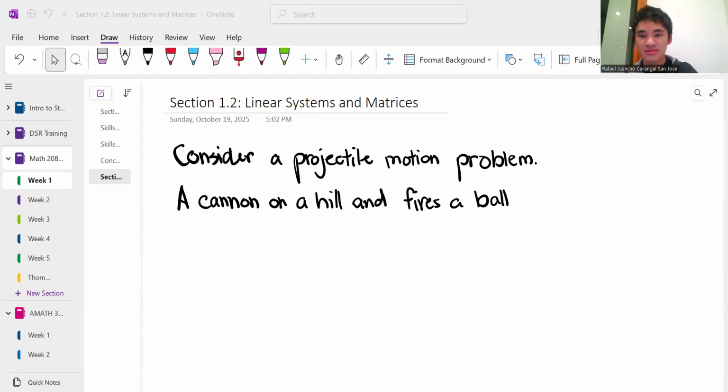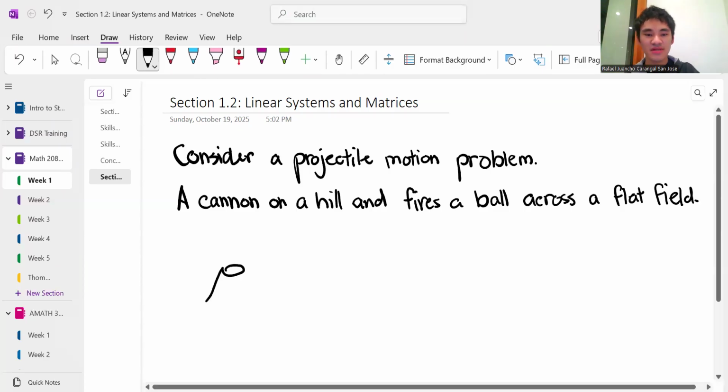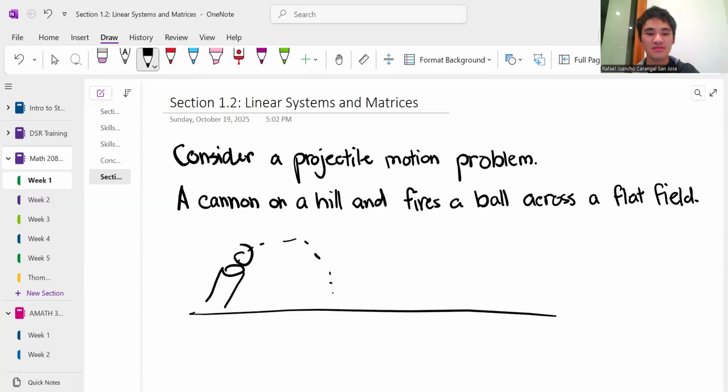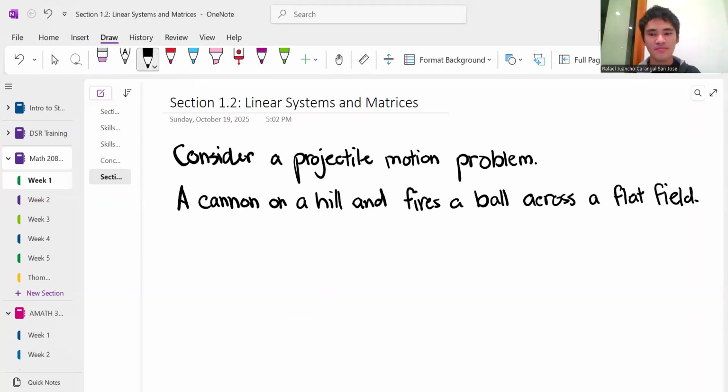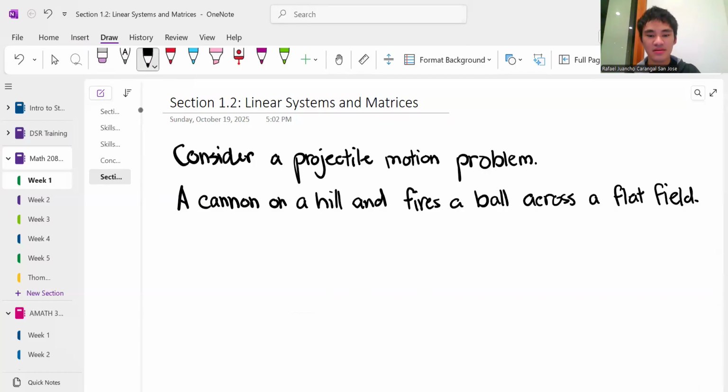So this is a very ideal situation. Basically, you have this cannon, fires a ball on this flat field. That's the idea. Right. So the path of the ball is known to be approximately parabolic. So if we graph that, something that looks like that, and so can be modeled by a quadratic function.